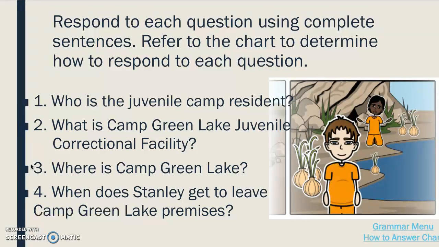Question 2, what is Camp Green Lake Juvenile Facility? Go ahead and answer that question for me. 3, where is Camp Green Lake? And 4, when does Stanley get to leave Camp Green Lake premises? Premises, again, is just the location. So when does Stanley get to leave Camp Green Lake? Again, you're going to need to respond to these questions and turn them in to me tomorrow.